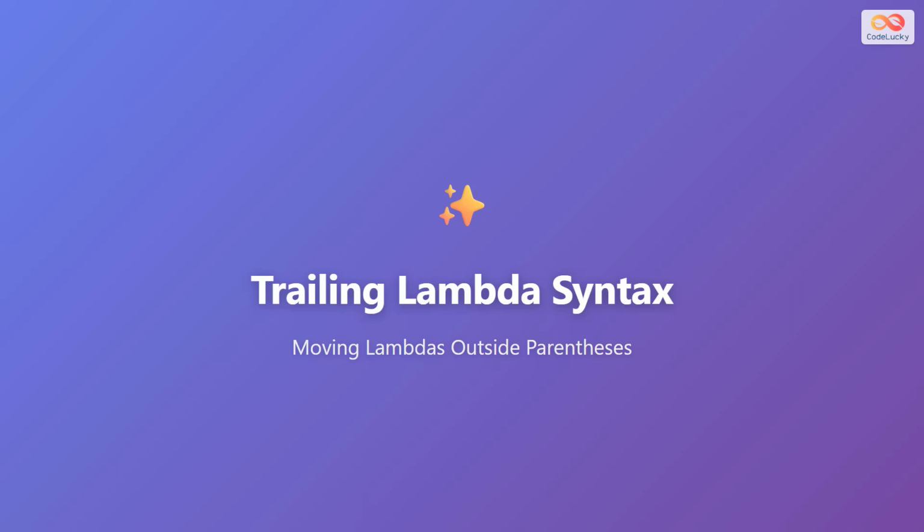Welcome to this tutorial on trailing lambda syntax in Kotlin. Trailing lambda syntax is one of Kotlin's most elegant features that makes your code cleaner and more readable. It's a syntactic sugar that allows you to move lambda expressions outside of function parentheses when the lambda is the last parameter.